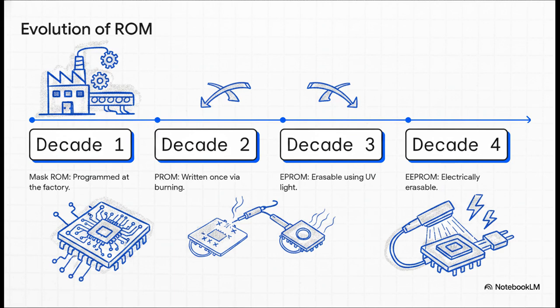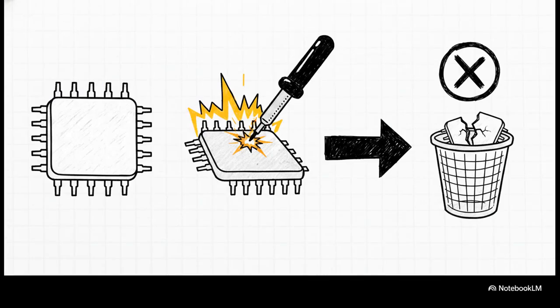This was programmed directly by the manufacturer at the factory, completely hardwired and utterly unchangeable. Then came PROM, where the user could write to it exactly once. Next up was EPROM, which you could erase using UV light. And finally, EEPROM, which could be erased electrically. Every single one of these steps was a massive technological leap, designed specifically to make non-volatile memory more flexible and forgiving for developers. Let's look a little closer at those early hurdles.